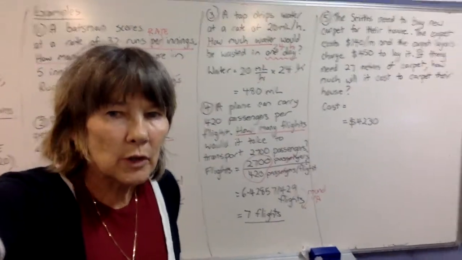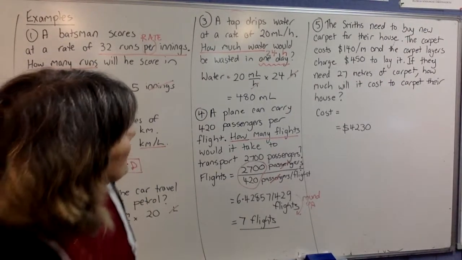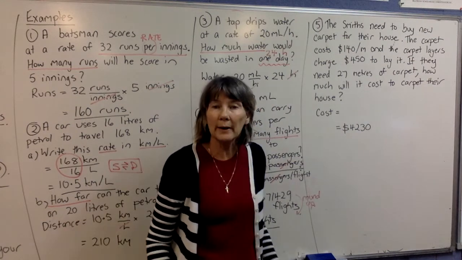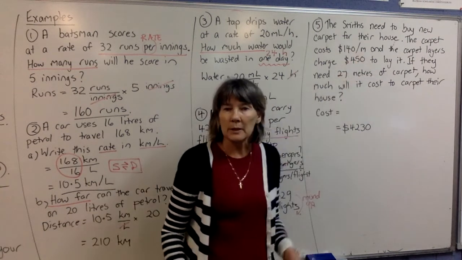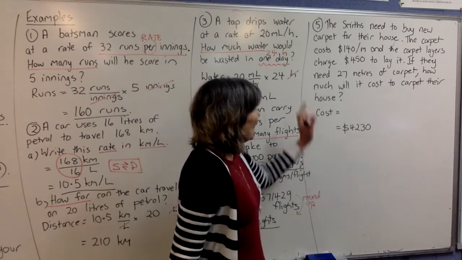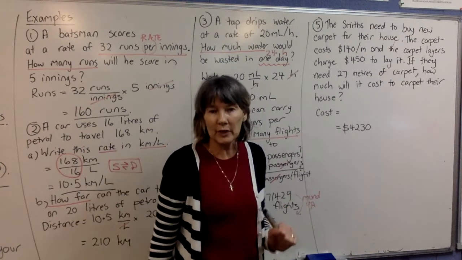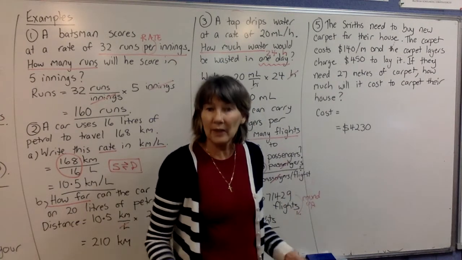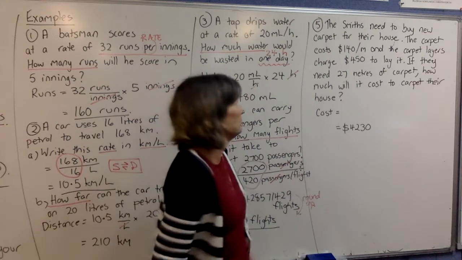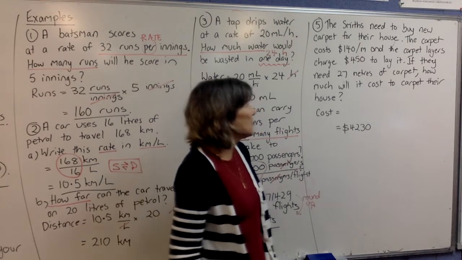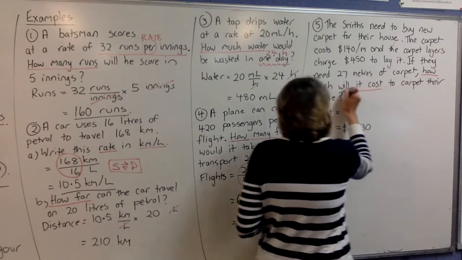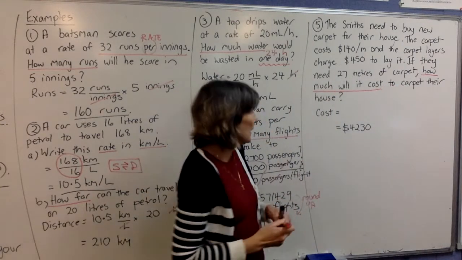Right, now this one's got an extra little complication in it. So the Smiths need to buy a new carpet for their house. The carpet costs $140 per metre. So every metre of carpet coming off the roll is $140. And the carpet layer charges $450 to lay the carpet. All right, that's for his labour. That's his job to do that, and so he has to earn his money from that. If they need 27 metres of carpet, how much will it cost? That's what we're finding, to carpet their house.